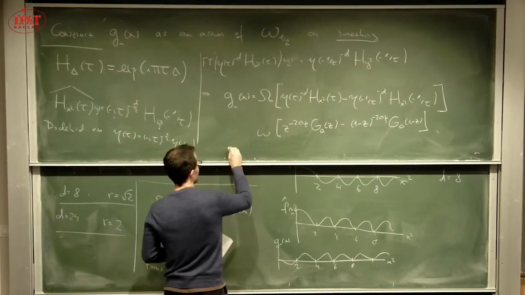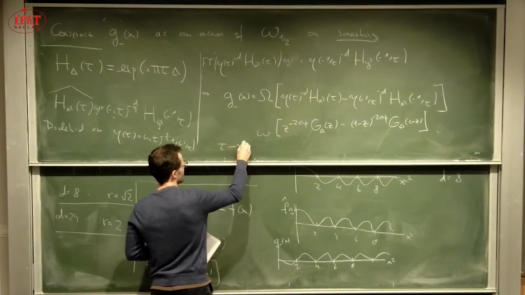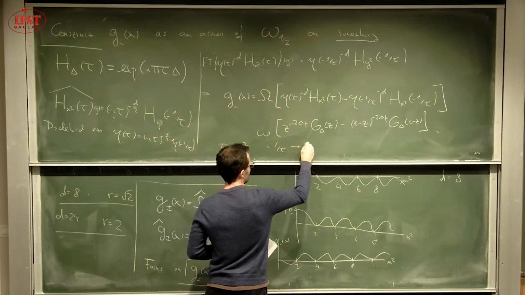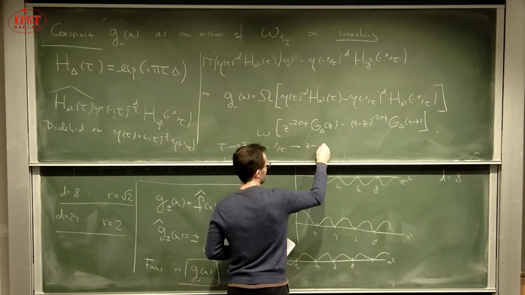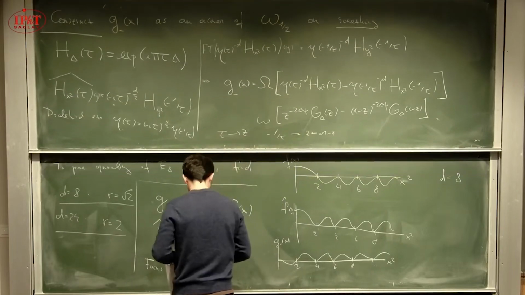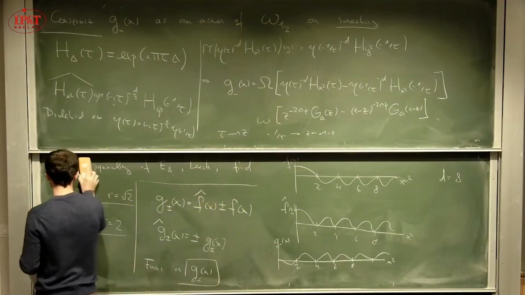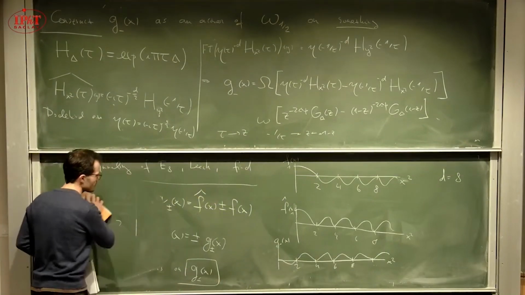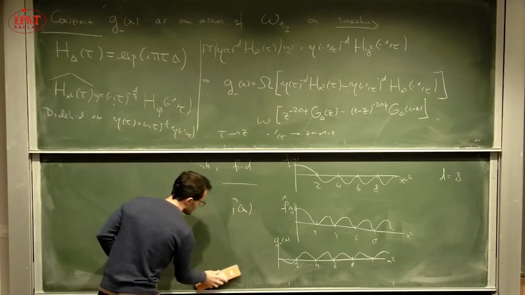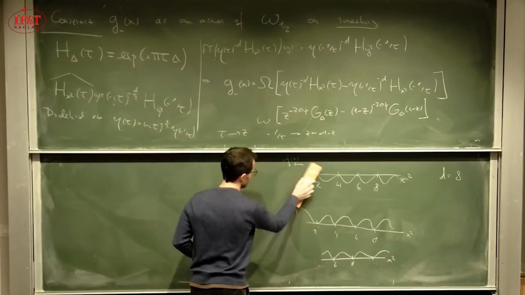So instead of tau, we have z, and when tau goes to -1 over tau, then z should go to 1 minus z. So what we need to do is to find some transformation between tau and z, such that when z goes to 1 minus z, then tau goes to minus 1 over tau.